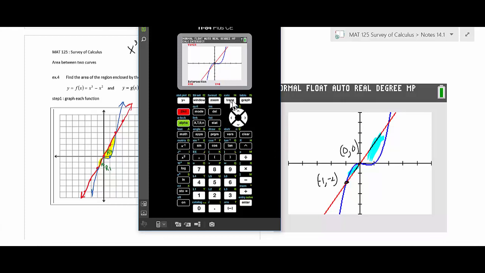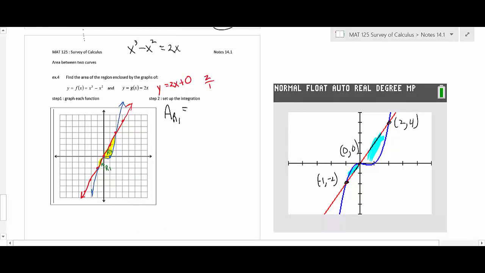So third one, I go second trace, option 5. Then I just move that cursor so it's real close to the third intersection point. Press enter again, press enter again. This one is 2, 4. Okay, you could probably go by looks on that, or you could solve this equation algebraically and you'd get the same answer anyway. Doing a problem like this, you're just as well to just let your technology help you.